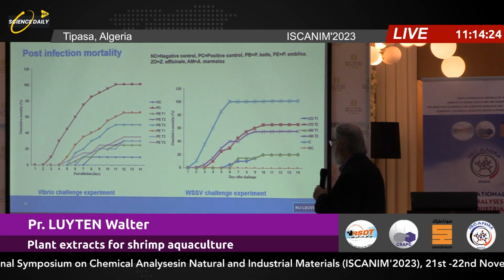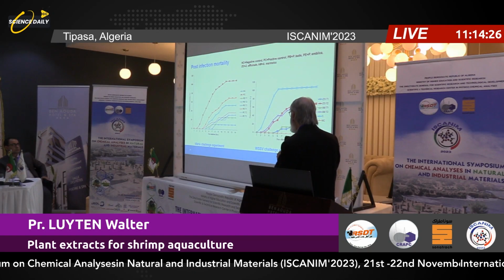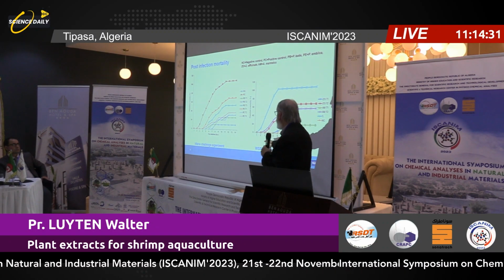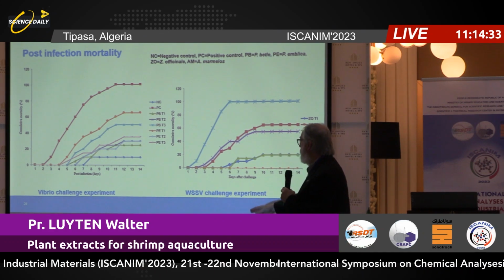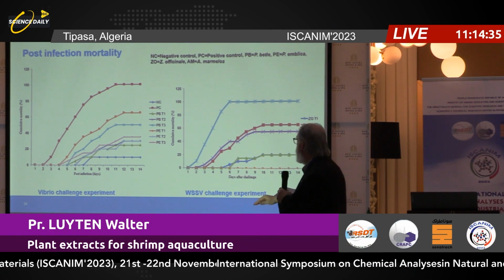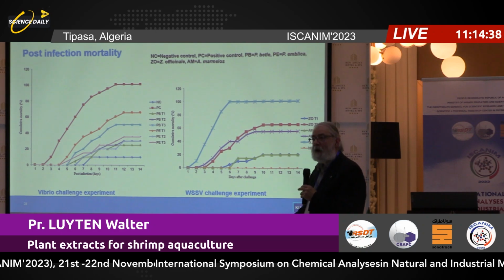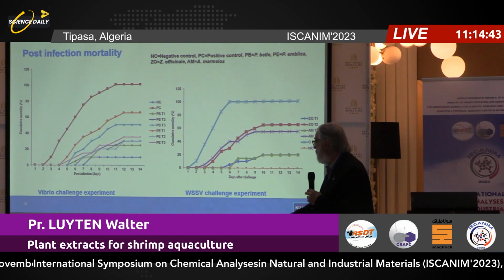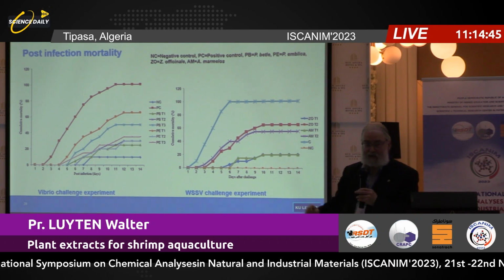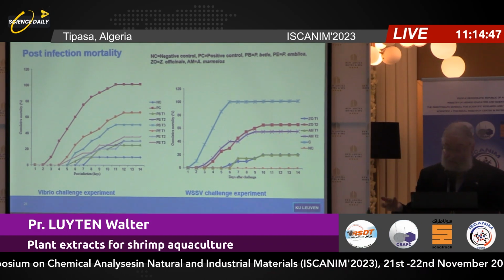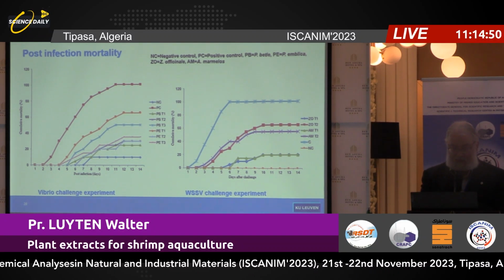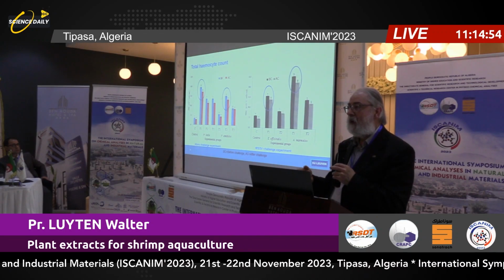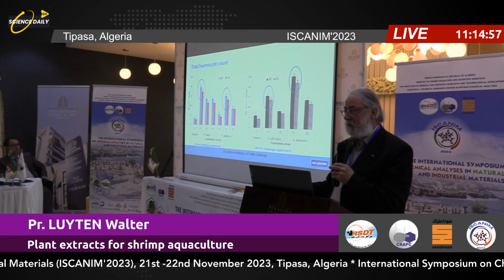This is the same kind of graph but for the viral challenge. So again, if you just give the shrimp regular feed and infect them with the virus, they will all die within a few days. They're all dead. Whereas when you treat with certain plant extracts, you can significantly reduce the mortality. Here we're approximately at 20% mortality. Still significant, but much less. So there is a benefit of treating these shrimp with these plant extracts.